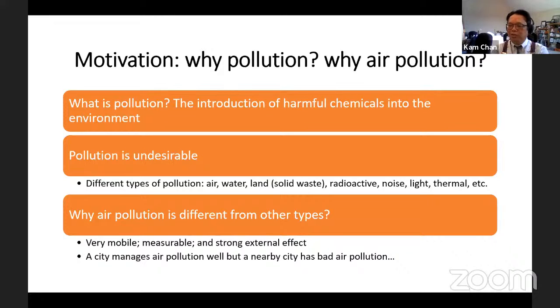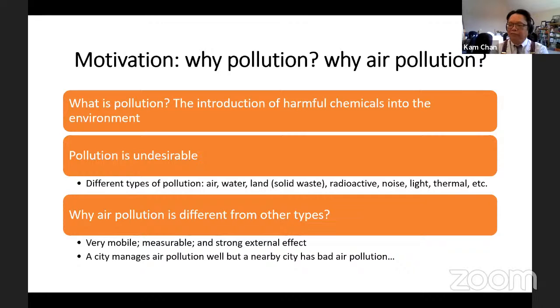Those are too broad, so I focus on air pollution. Why is air pollution different or special? Number one, it is very mobile. Like I'm living in Tennessee, so a plant maybe 20 miles away can blow polluted air into my neighborhood. It's also measurable. Major cities have air pollutant measurement stations, so you can quantify how bad the air pollution is. And also it has a very strong external effect.